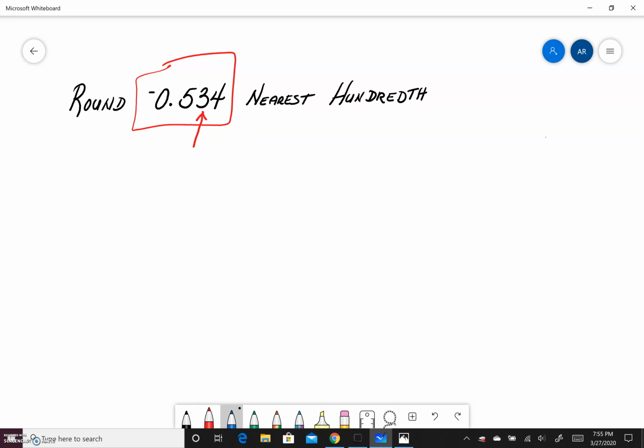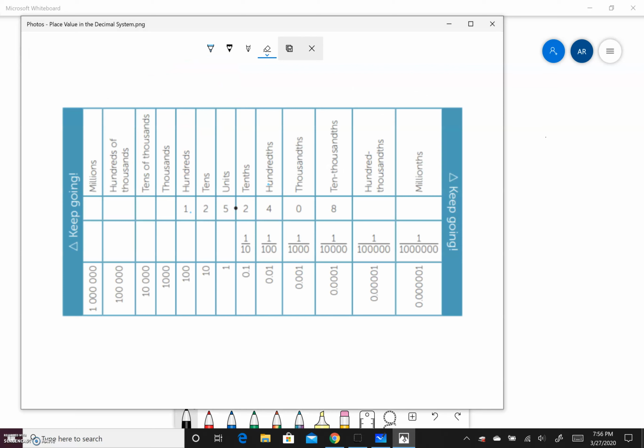So now I have to look at this next digit over here. If that's 5 or greater, then that 3 would count up to a 4. Otherwise, it does not. So that means everything else will disappear. When you write this in final form, negative 0.5, now this 3 did not change, so I'm just going to write the 3, and the rest of the digits go away. There should be no more digits because we're going to make sure that it's in the hundredths position. And just remember, looking at this chart, when you're in that position, you should have no more than 2 digits.